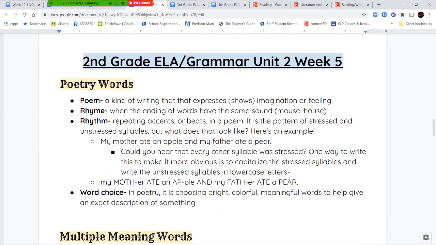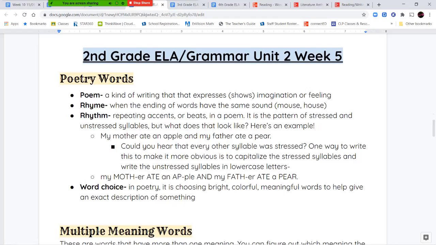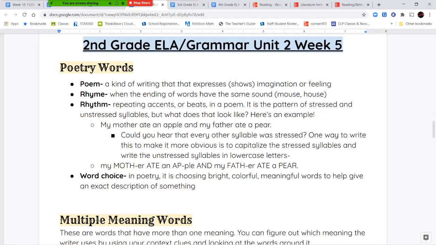Moving on, we're going to talk about our language arts and grammar notes for this week. So like I told you earlier, there are 4 poetry words that you're going to learn in addition to the 4 vocabulary words. So that makes 8. Your first word is the word poem. So a poem is a kind of writing that expresses or shows imagination or feeling. So remember, the word express, when you express your feelings, was one of our vocabulary words. It means to show. So a poem is a kind of writing that shows imagination or shows feeling.